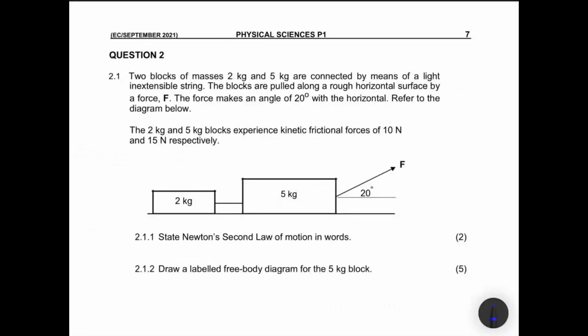So we have two blocks here. One of mass 2 kg and the other one of mass 5 kg. And then there's a force applied on the 5 kg block at an angle of 20 degrees. And then we are told that the 2 kg and the 5 kg blocks both experience kinetic frictional forces of 10 Newton and 15 Newton respectively, right? So the 2 kg block experiences a kinetic frictional force of 10 Newtons, and the 5 kg block a kinetic frictional force of 15 Newton. That's what respectively is basically telling us.